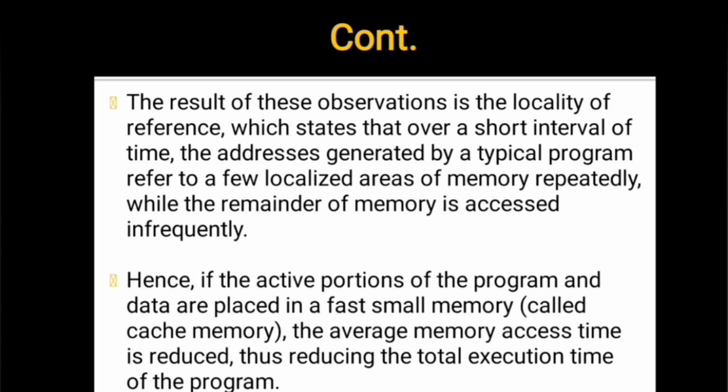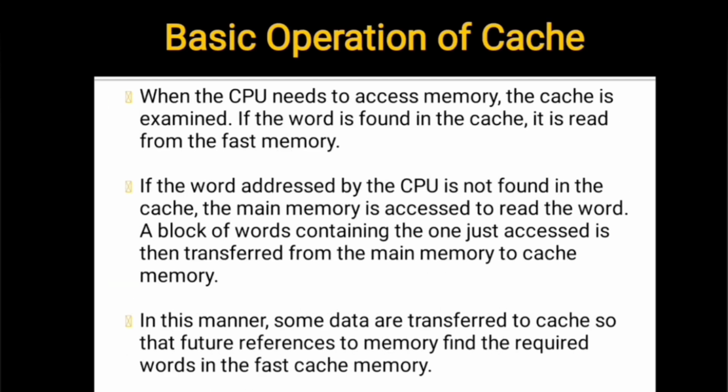So this is the major objective of using a cache memory between the main memory and the CPU. Now let us understand the basic operation of cache. I guess it will give you a clearer idea of how this locality of reference works.